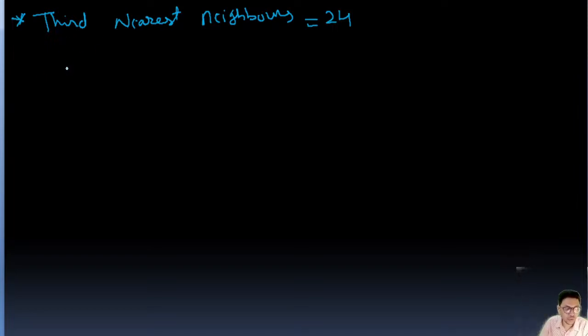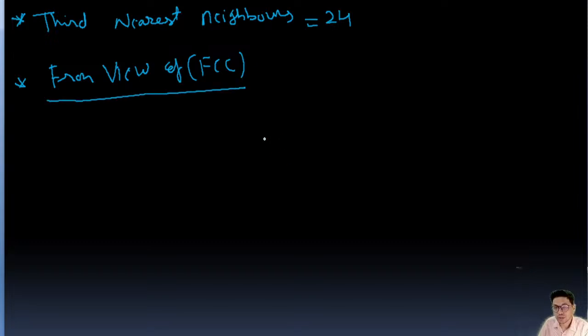Now we can find the atomic radius from the front view of the FCC crystal. So front view. This is going to be like this.